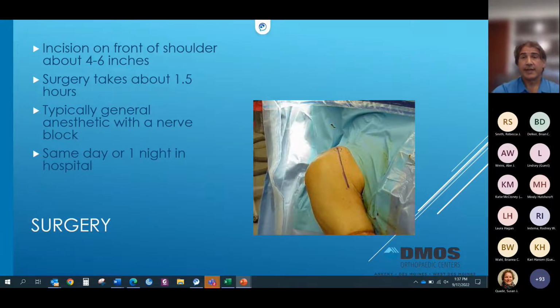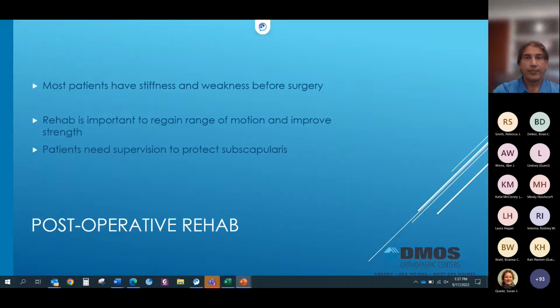We typically do a general anesthetic and a nerve block, an interscalene nerve block, which helps a lot with pain for about 12 to 18 hours typically. And these are a lot of times being done as same-day surgeries, or in some older people or with comorbidities, we might do overnight.